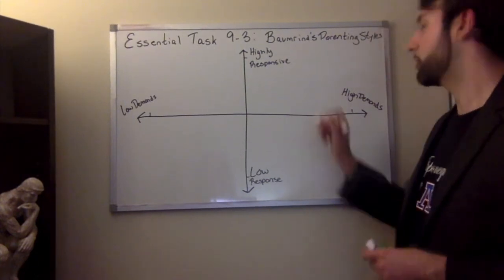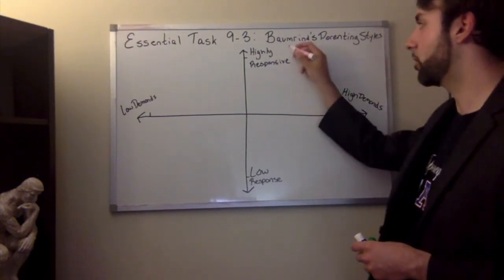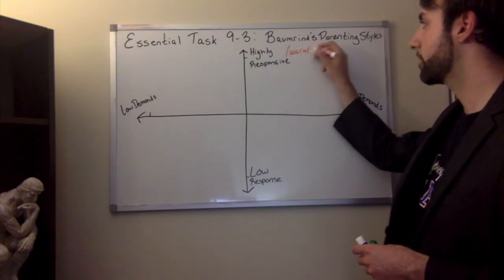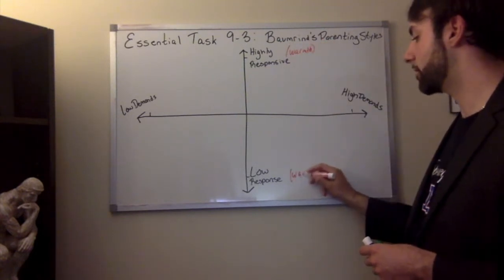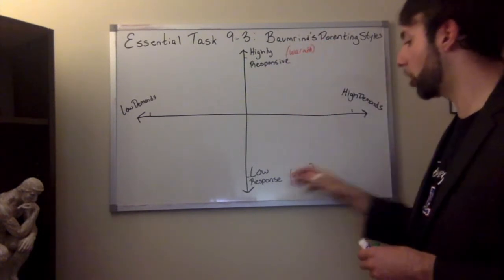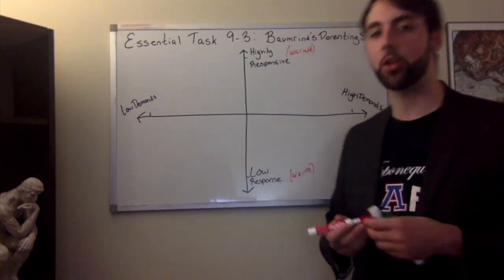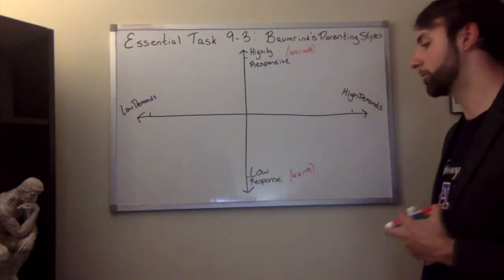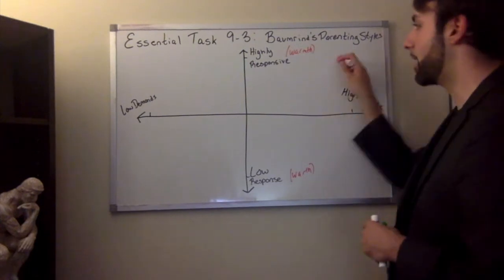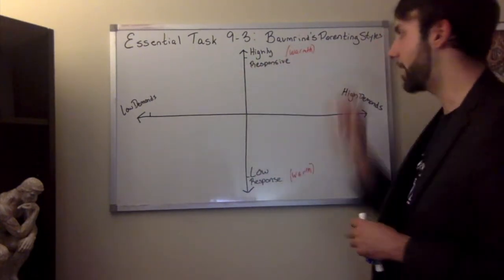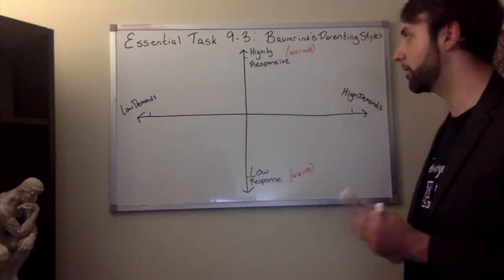Sometimes you see the word highly responsive called warmth. So sometimes you could see this called high warmth or low warmth. I don't anticipate that being in an FRQ, but it is a synonym of the word responsive. What we're going to do now is pick the corners and identify which parenting style falls into those extremes.